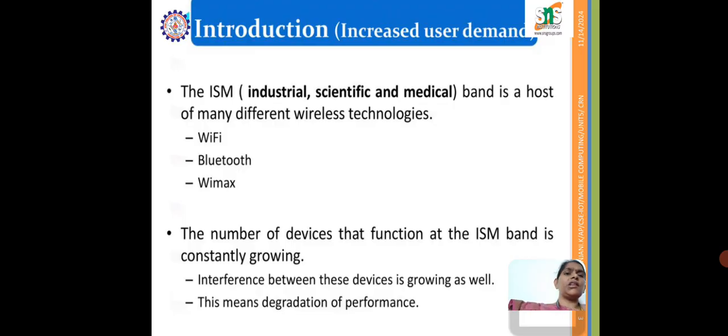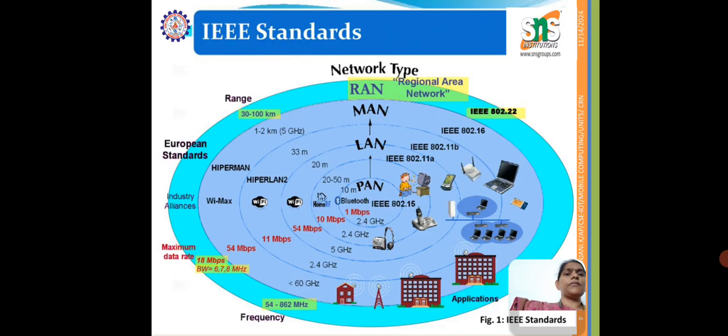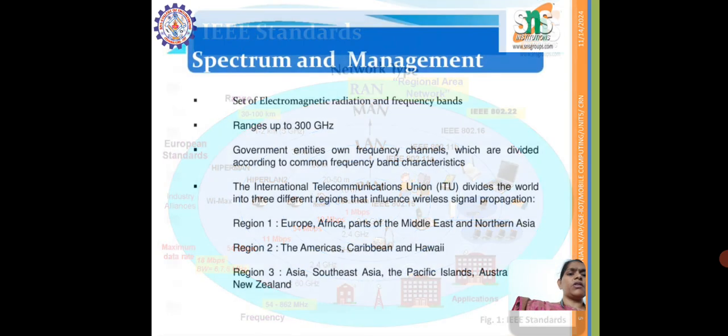The ISM band, that is the industrial, scientific and medical band, hosts many different wireless technologies such as Wi-Fi, Bluetooth, and WiMAX. The number of devices using the ISM band is constantly growing. The interference between these devices is growing as well, which means degradation of performance. So these are the IEEE standards for each of the networks. Okay, in this we are going to see about cognitive radio networks.